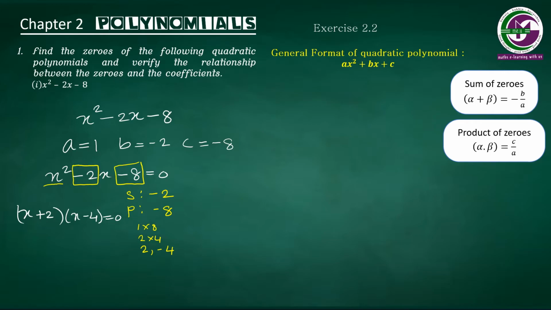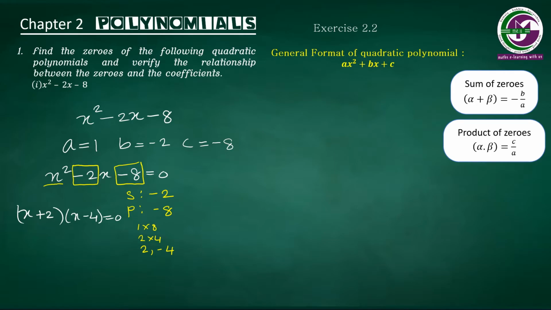This can be used only when the coefficient of x square is 1. If the coefficient of x square is any other number other than 1, you cannot use the direct method. You need to split the middle term. So here we can directly use it because the coefficient of x square is 1.